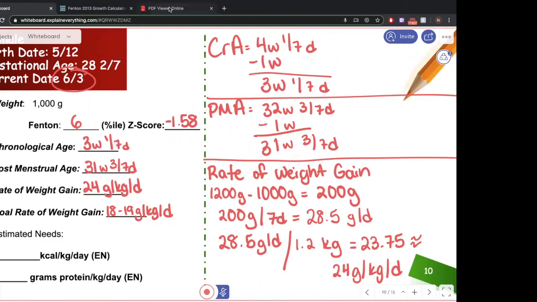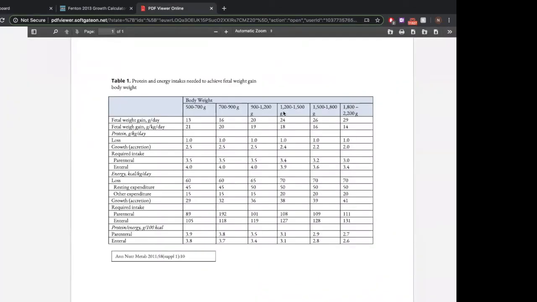So let's go back to the normative data. And we're looking at these 2 ranges of the 1200s and going down here to the required intake. So for enteral nutrition, which is what we're looking at, this baby should be receiving 119 to 127 calories per kilogram per day.